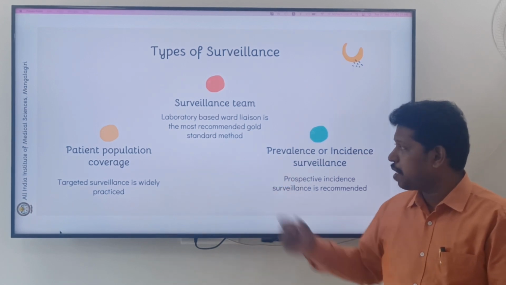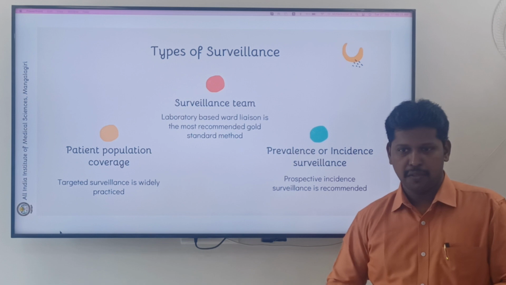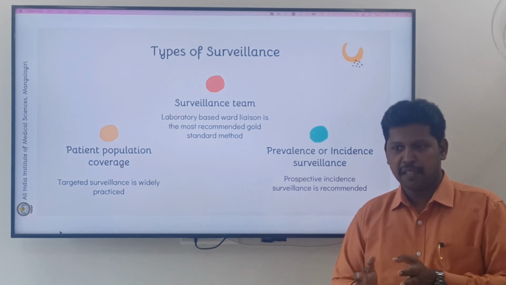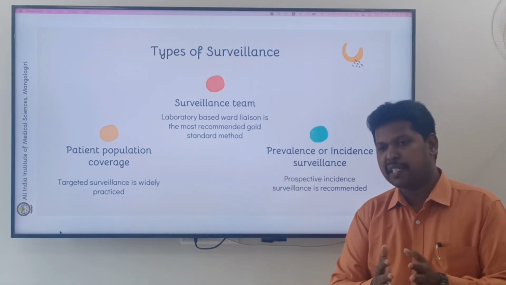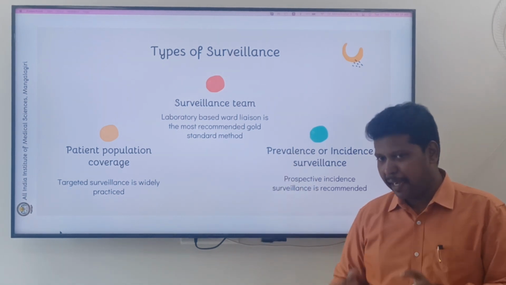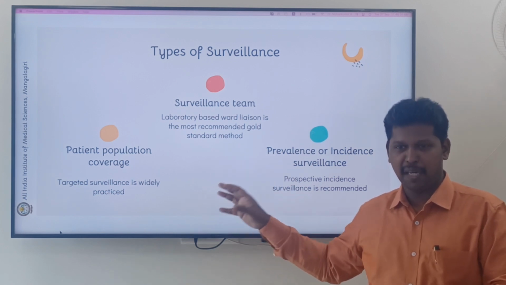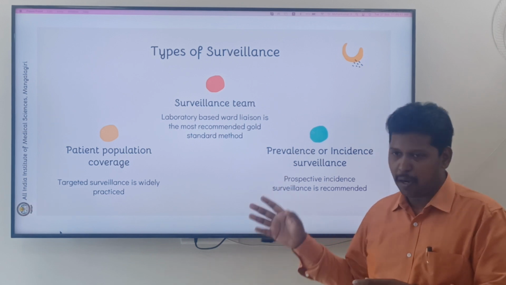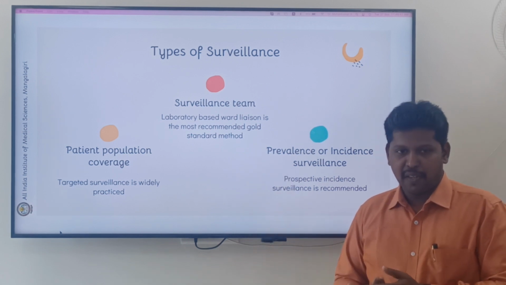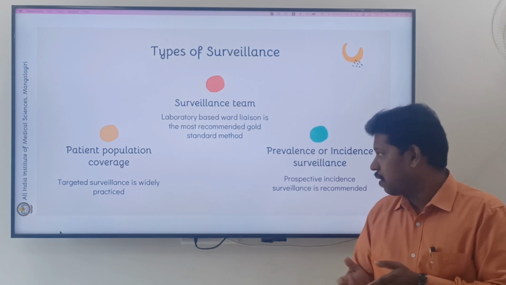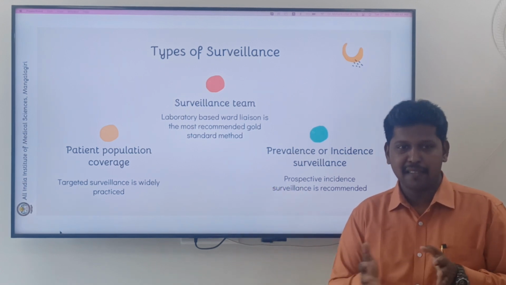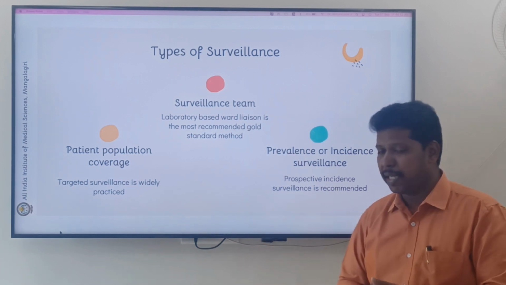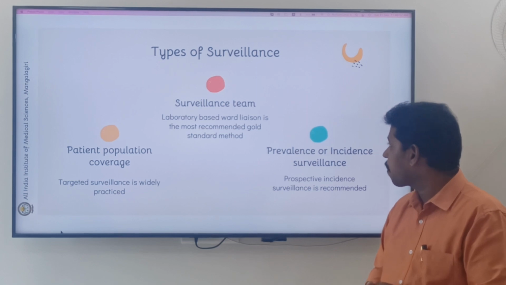More to this, like patient population coverage. Sentinel event and population based, I told you population based is better. In population, are you going to look at all the patients in the hospital? Ideally, that is good, but the feasibility, collecting and maintaining the data will be quite complex for all-patient surveillance. So it is always targeted surveillance, especially in high risk areas or in ICU. These HAI rates will be looked at in those locations only, by targeted patient surveillance.